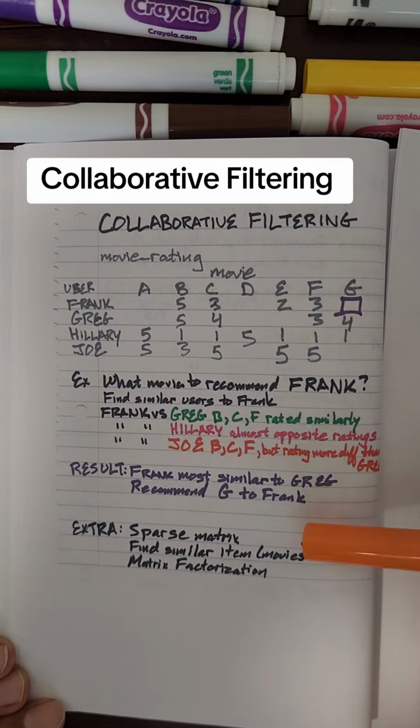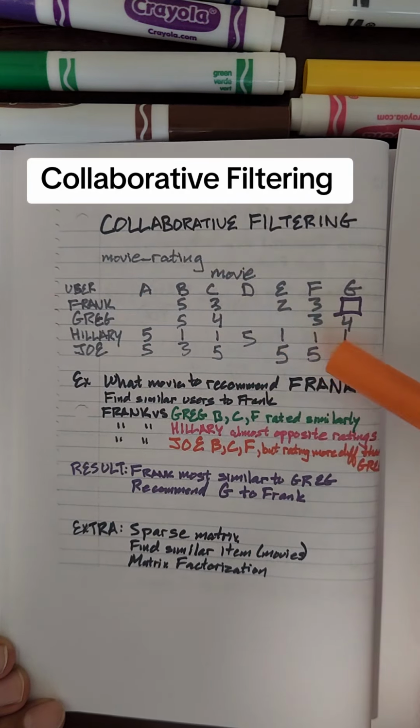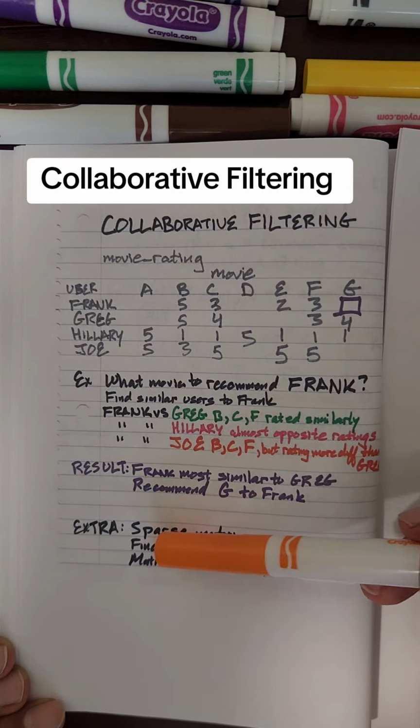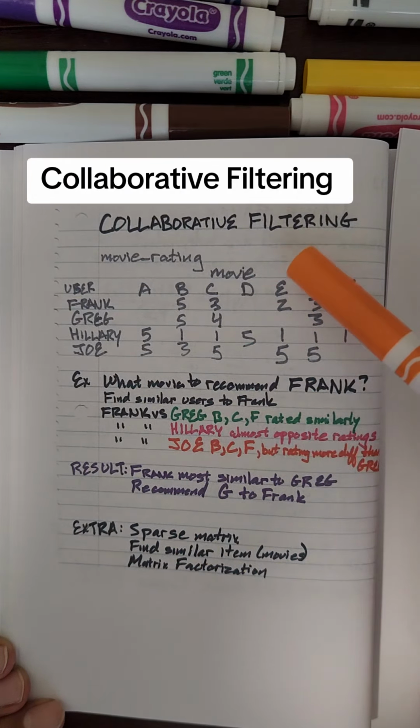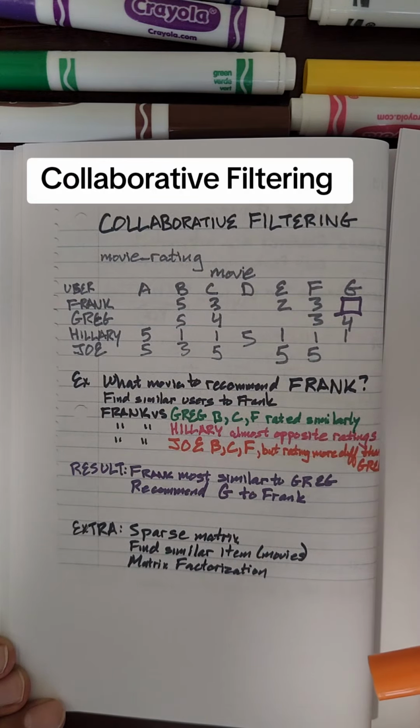Some additional concepts to consider or look up offline is sparse matrices, where you might have a lot of empty values in your matrix. You can also use this exercise to find similar items, for example, similar movies to F. And then lastly, you can also look at matrix factorization as an extra material.